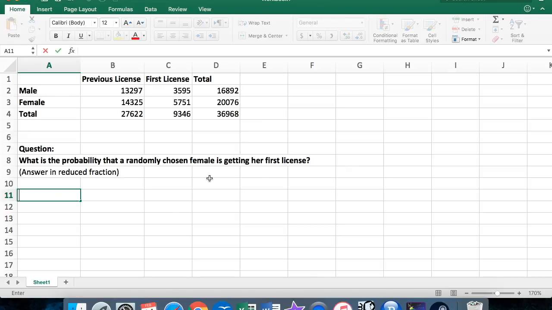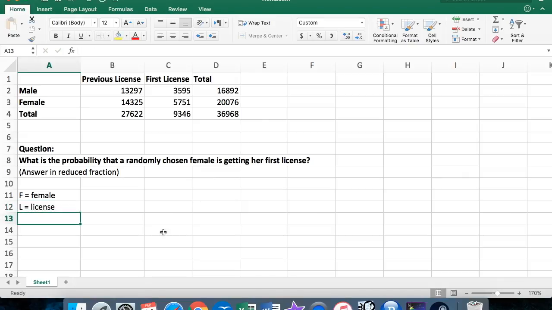Okay, so let's say F is female and L is license. We want the probability that, given female, she's getting her license. So probability of license given female. This is what we want. So let's put it down here. Remember, to do this, it's the and: license and female, divided by what is given, so just your female.